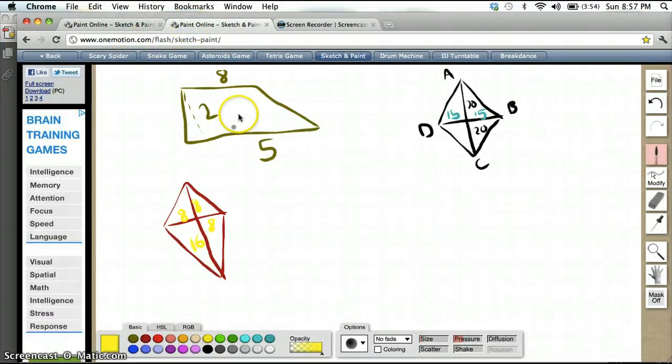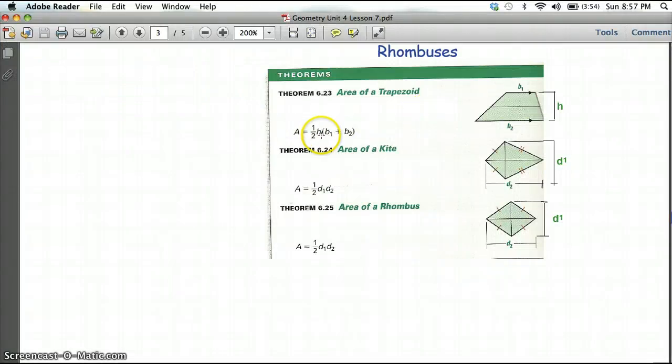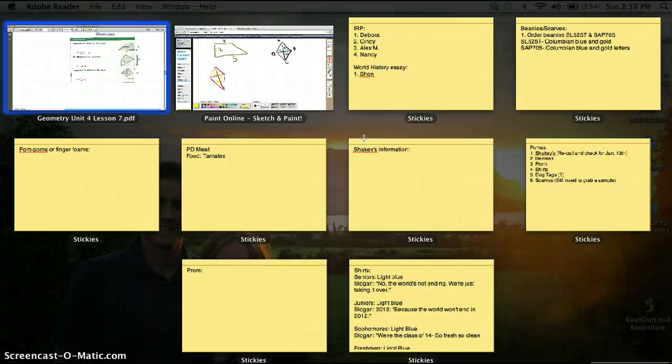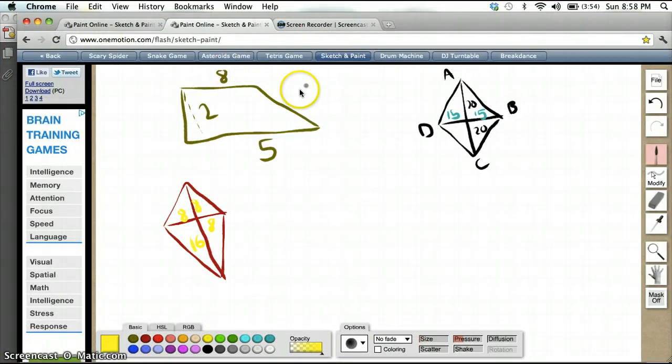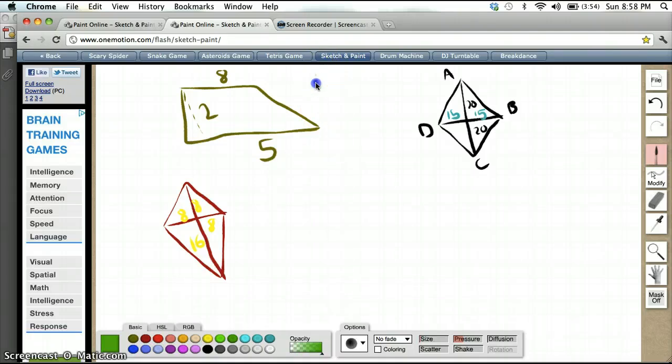So here we've got a trapezoid. And if we go back, our trapezoid is 1/2 the height times base 1 plus base 2. So 1/2 times your height, and your height is 2, times base 1 plus base 2. So that's 8 plus 5.